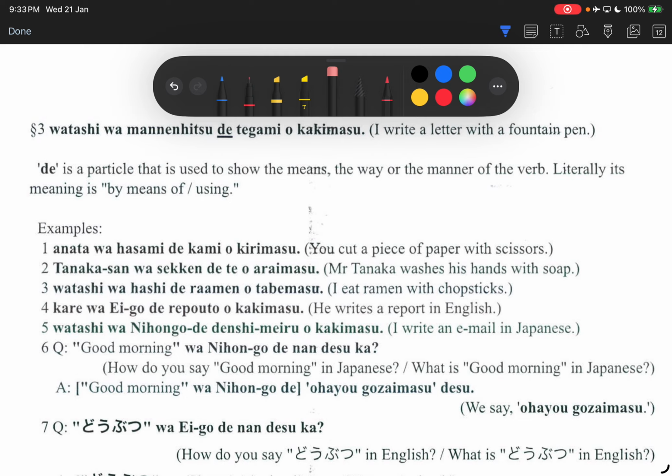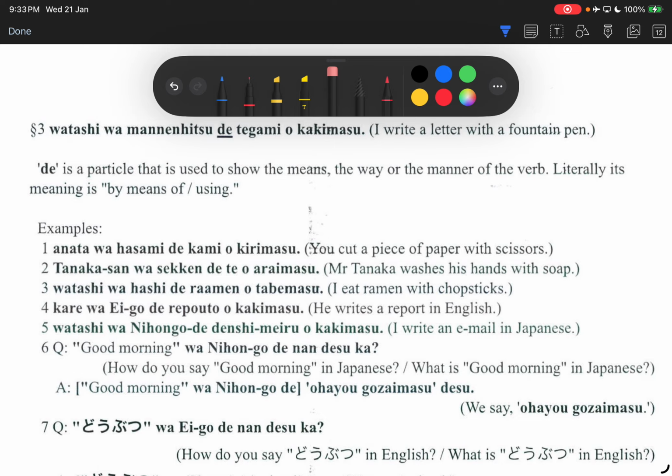Okay, example 1. あなたはハサミで, by scissors, with scissors, 紙を切ります。So I cut paper with scissors, I cut paper by scissors. This de is to show what tool you are using, by what you are using to accomplish this action. So it's just a method of completing something.